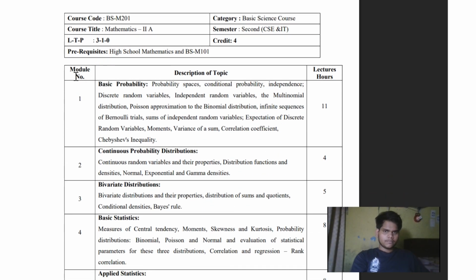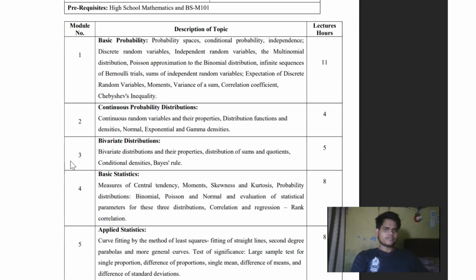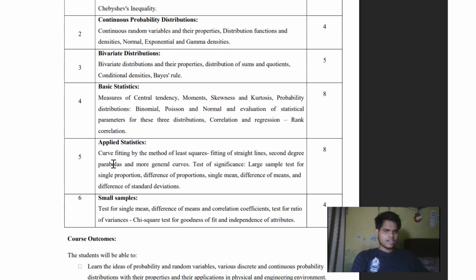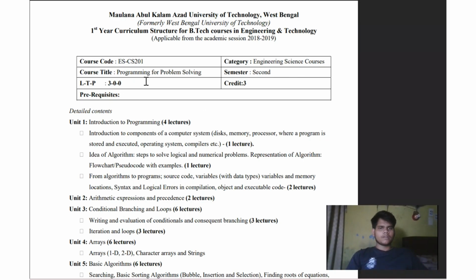So the first chapter is basic probability, continuous probability distributions, bivariate distribution, basic statistics, applied statistics, curve fitting, and so on. Then small samples. So the next subject is programming for problem solving.